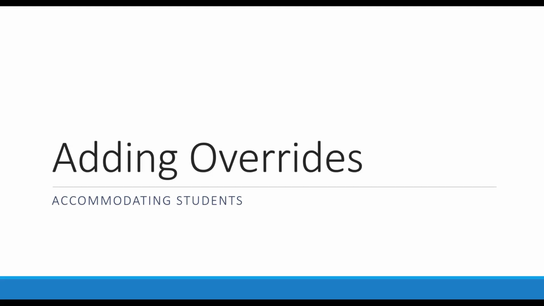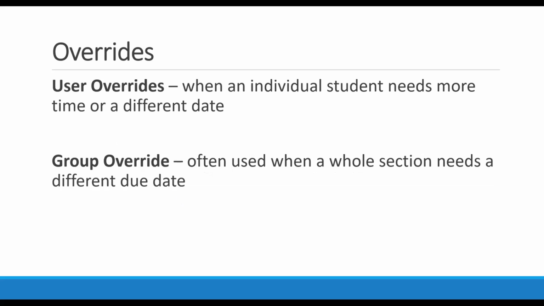In this video, I want to talk about adding overrides as a way to accommodate different students. There are two types of overrides. There's a user override. So if a particular student needs additional time to take a quiz, you can add a user override. If you have multiple sections in one As You Learn site, you may want to add a group override if one of the sections has a different due date for a single assignment.